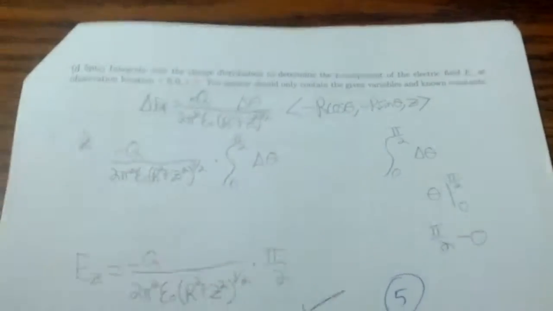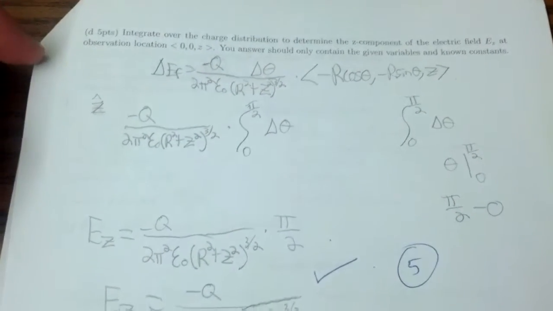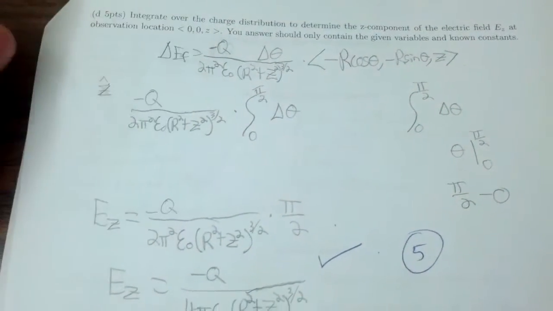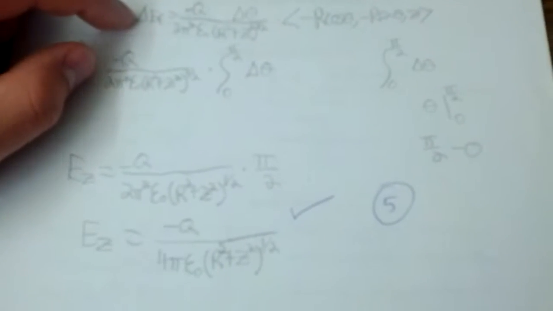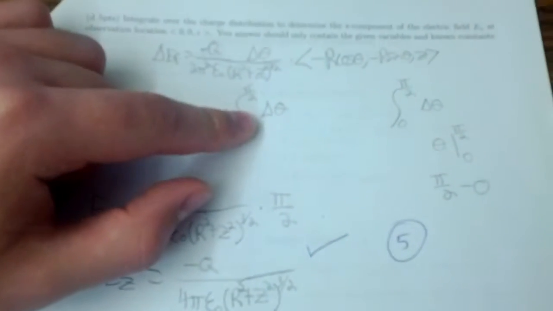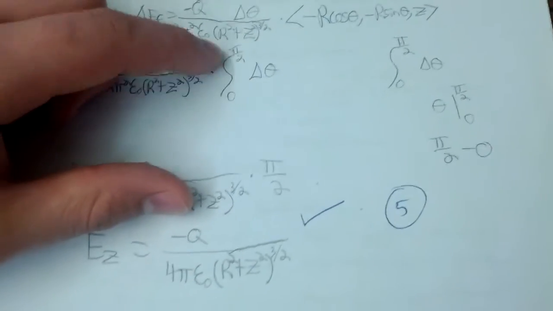Then for part D, it wants you to integrate. Alright, for part D, it wanted you to integrate the charge distribution to determine the z component of the electric field at the observation location. So for this, it was pretty simple. You took your electric field equation from before, and you just integrate it with respect to theta over 0 to pi over 2, because it's only a quarter of the circle.